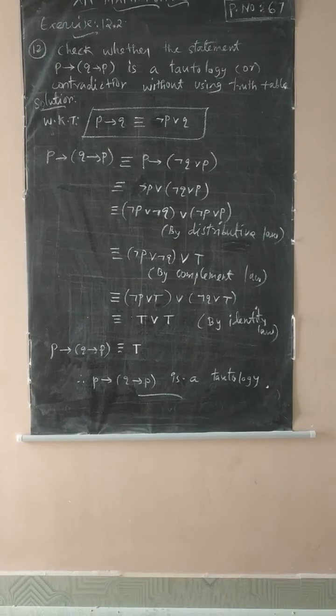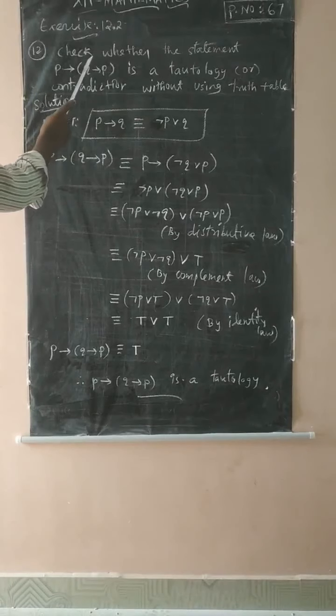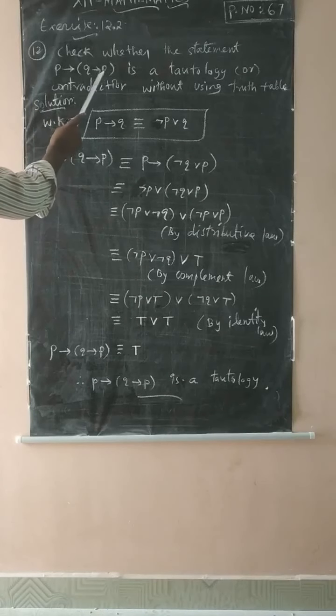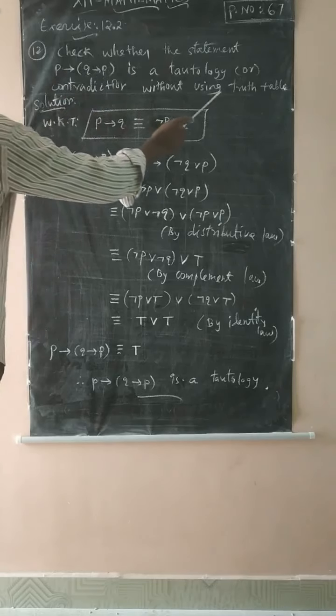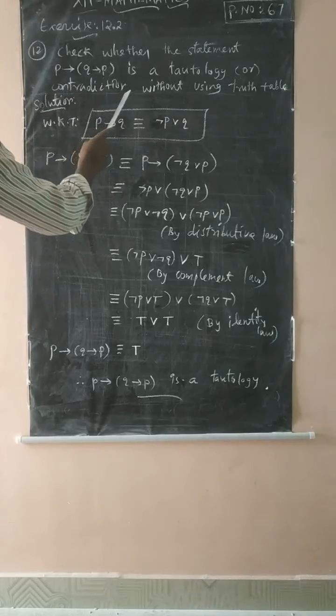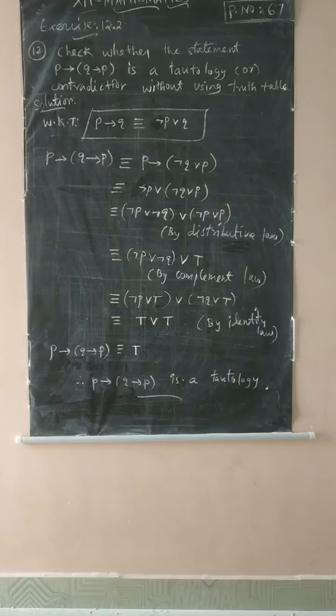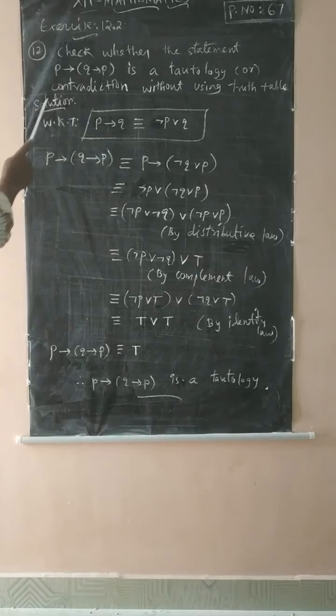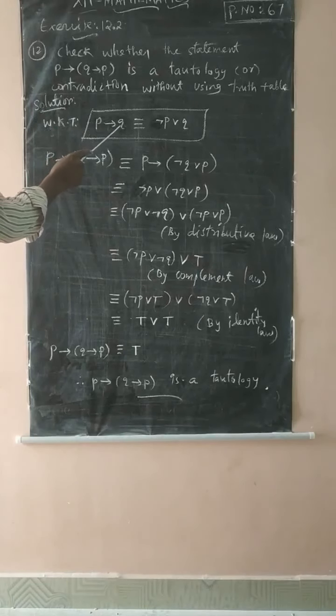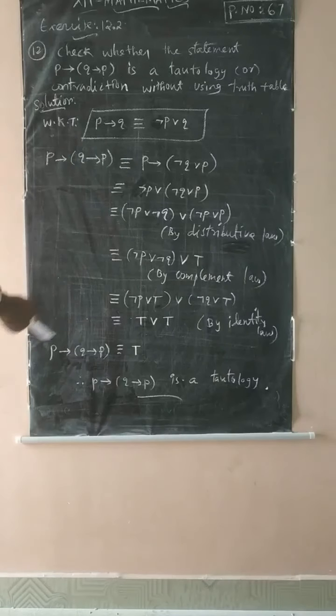Now see exercise 12.2, 12th question. Check whether the statement P conditional to negation Q conditional P, that is P conditional to the brace Q conditional P, is a tautology or a contradiction. Prove this without using a truth table. Solution. We know that P conditional to Q is equivalent to negation P or Q. That is the result for example 17, students.